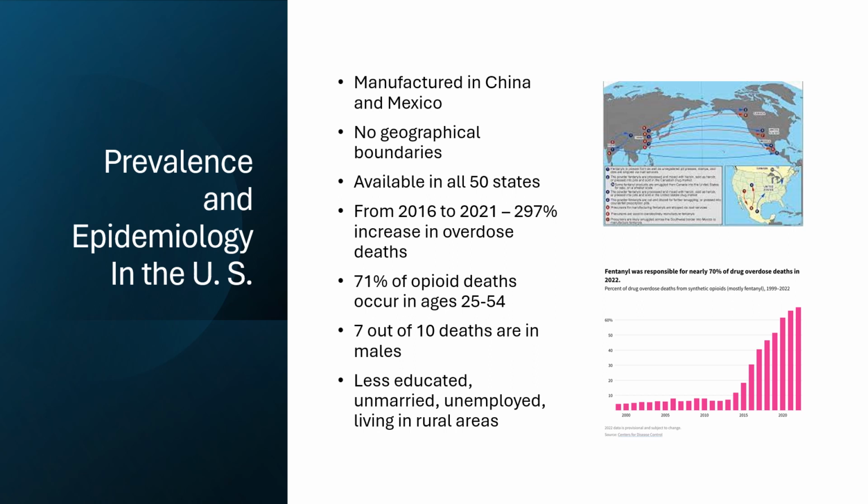The prevalence of fentanyl overdose has a percent increase of 297% from 2016 to 2021. 71% of all opioid deaths occur in the 25 to 54 year age groups. 7 out of 10 deaths involve males who statistically tend to be less educated, unmarried, unemployed, and living in rural areas.